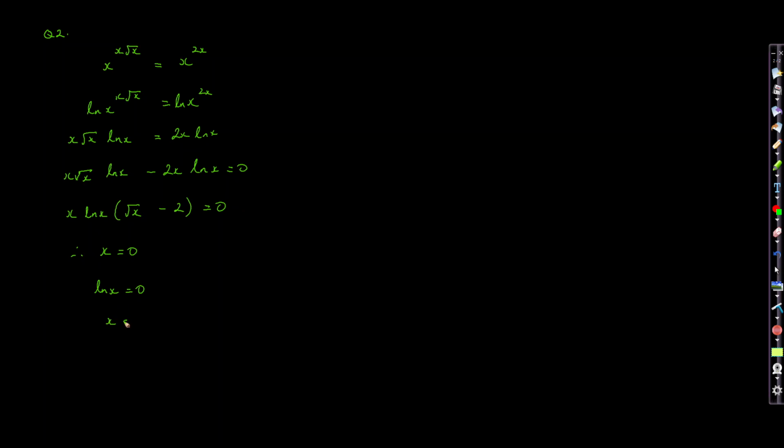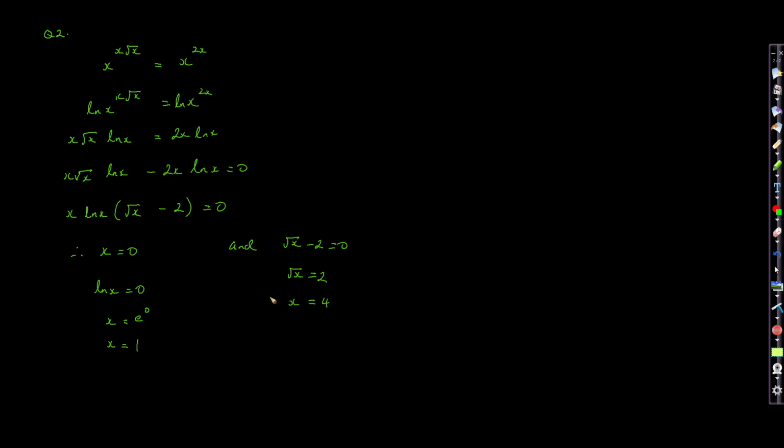That's when x is equal to e to the power of 0, which is 1, or you might know from the graph of the natural log function that it crosses the x-axis at x equals 1. Therefore, that's the solution, natural log of 1 being 0. And root x minus 2 equaling 0 gives root x equals 2. Square both sides, you get x equals 4.